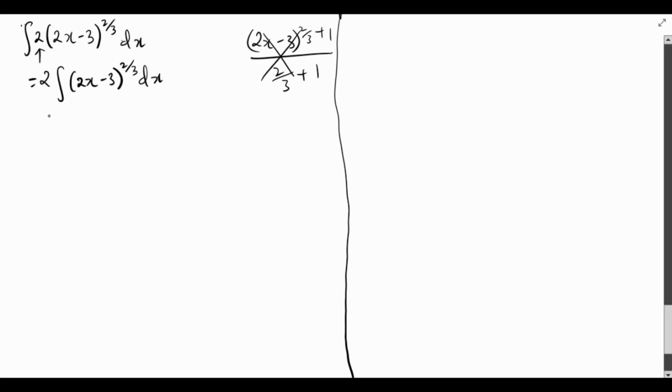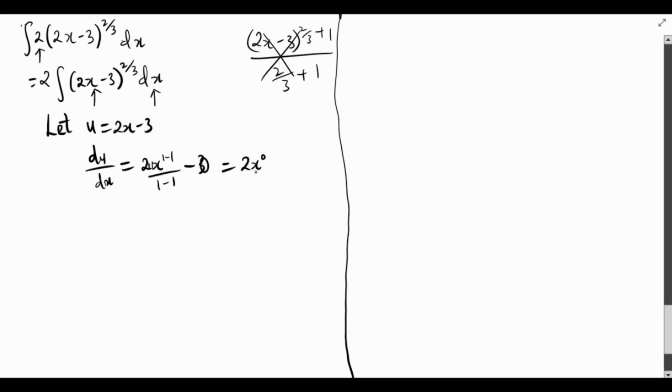So what we do is we use u. Let u be 2x minus 3. If u is 2x minus 3, I want to substitute this with u, then I also need to change dx to be in terms of u. So first I differentiate: du divided by dx is 2x to the power of 1 minus 1, and minus 3 is a constant which is 0. So this is 2x to the power of 0.